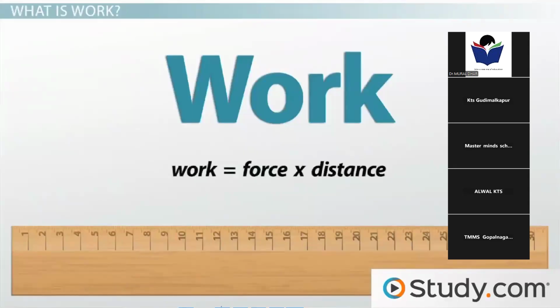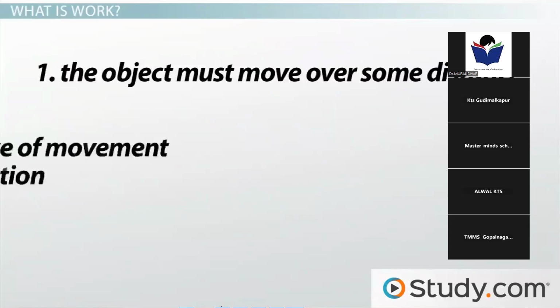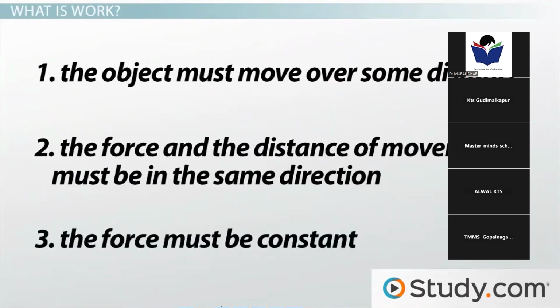While this equation is fairly straightforward, there are three important things to note. First, the object must move over some distance in order for work to be done. Second, the force and the distance of movement must be in the same direction. And finally, the force must be constant.